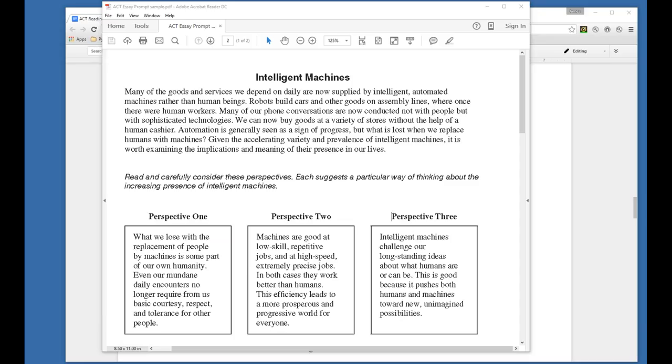What do they tell us they're good at that we would want to certainly put into our essay? Yeah, low-skilled jobs and high-speed, extremely precise jobs, at a fast pace. And what kind of results will it produce when we use machines, according to this author? What does this author think?